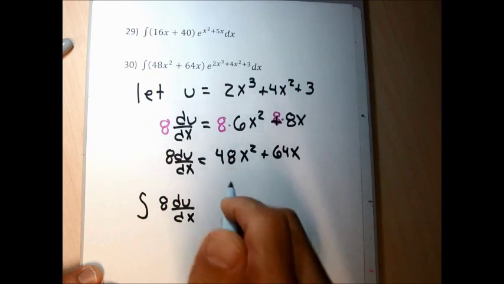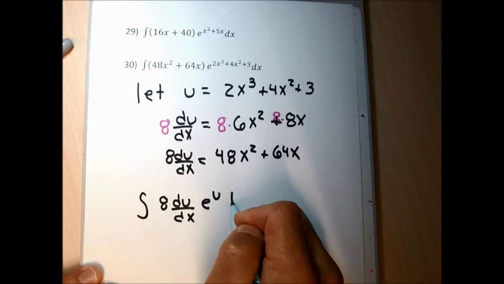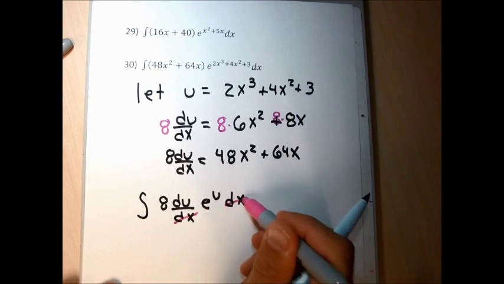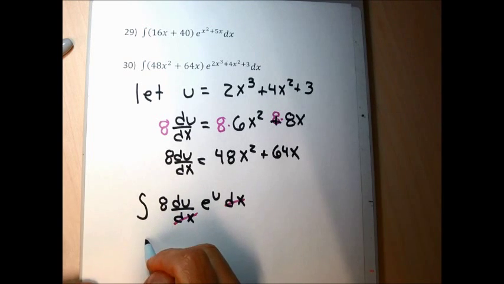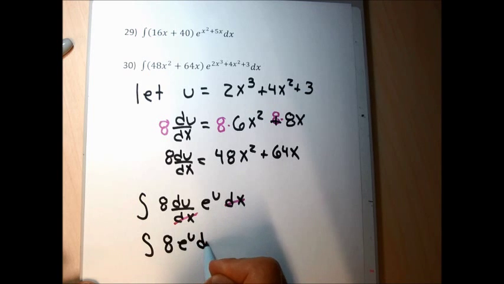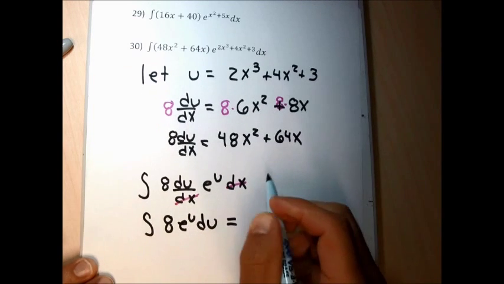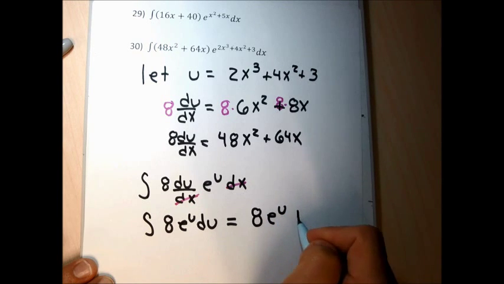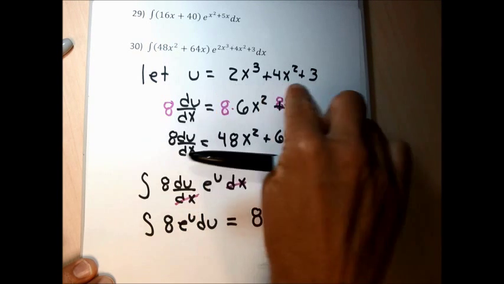For this exponent, I'm going to put a u. I'm going to leave the dx. Now I'm going to cancel the dx's. I'm going to rewrite this as the integral of 8 e to the u du. And that's the best kind of integral because that's itself as an integral. So that's 8 e to the u plus c. And then I just need to change the u back.